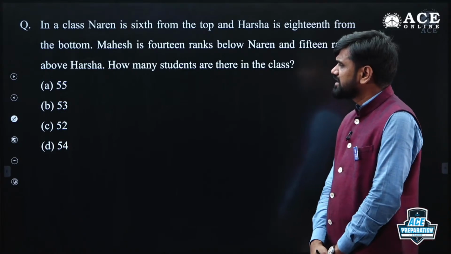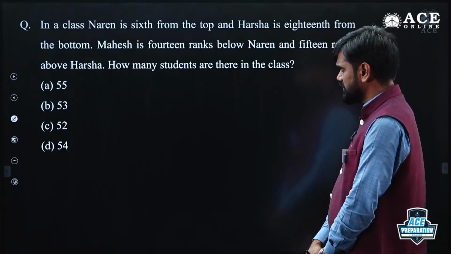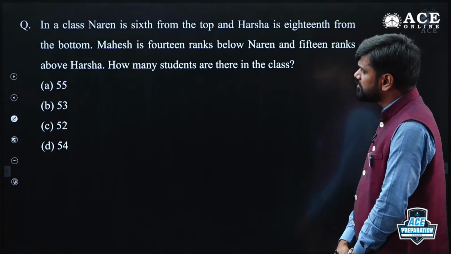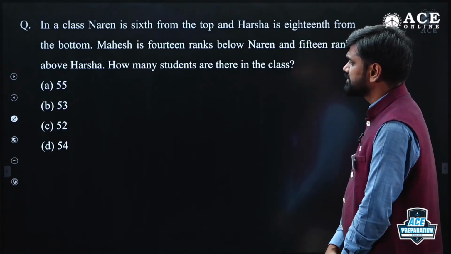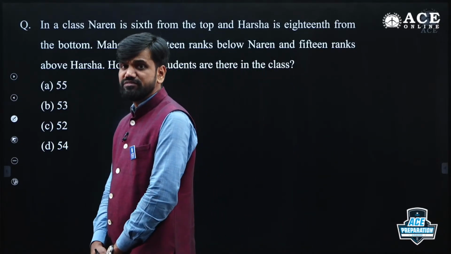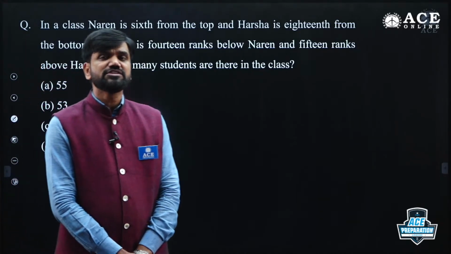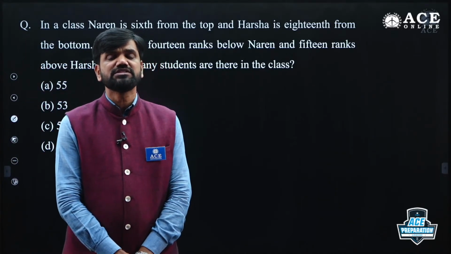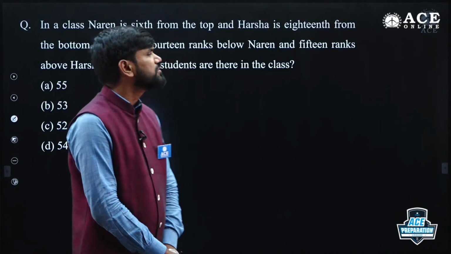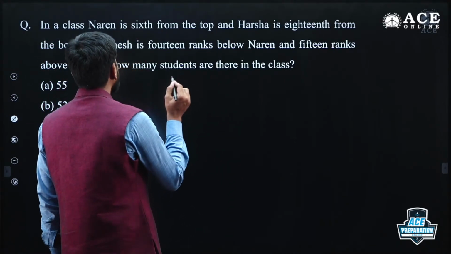Right. In a class, Naren is 6th from the top and Harsha is 18th from the bottom. Mahesh is 14 ranks below Naren and 15 ranks above Harsha. How many students are there in the class? Here they did not mention whether the ranks are given for only passed candidates or failed candidates. When nothing is mentioned, by default we take it as the ranks are given for all the students in the class.